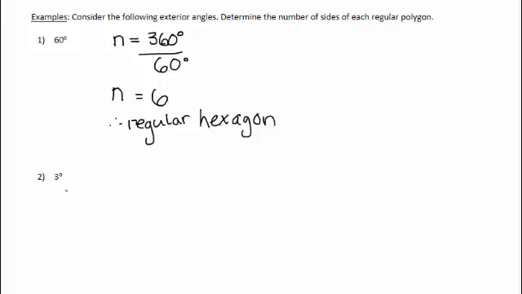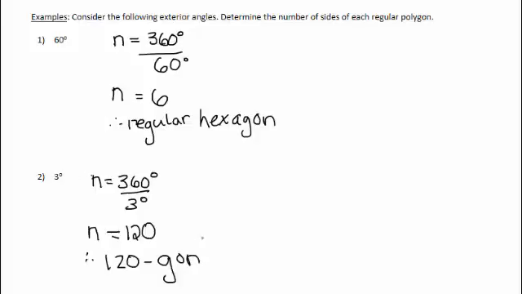Now for the second example, we can do the same thing. The exterior angle we are given is 3 degrees. And we know that all exterior angles are equal in a regular polygon. So to find out what this polygon is or how many sides it has, we divide 360 degrees by 3 degrees. And we get n is 120, meaning that this regular polygon has 120 sides. So we call it a 120-gon.